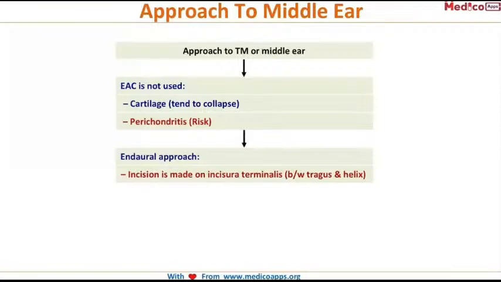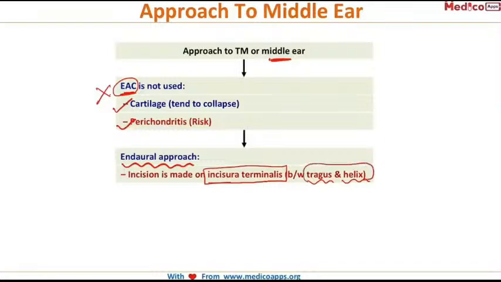is done. For approaching towards the middle ear, the external auditory canal is never used because the cartilage tends to collapse and also there is a risk of perichondritis. That is why an endaural approach is used. That is, an incision is made on the incisura terminalis, okay, that is between the tragus and helix. So directly it is not approached from the external auditory canal because the cartilage will collapse and there is a risk of perichondritis. So an approach going between the tragus and the helix called the endaural approach is used.